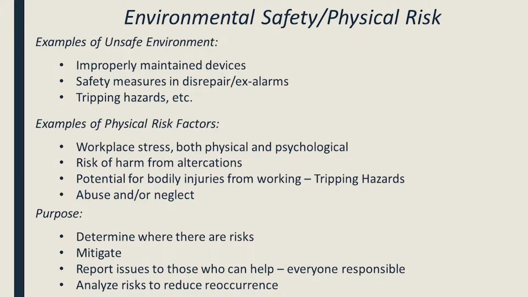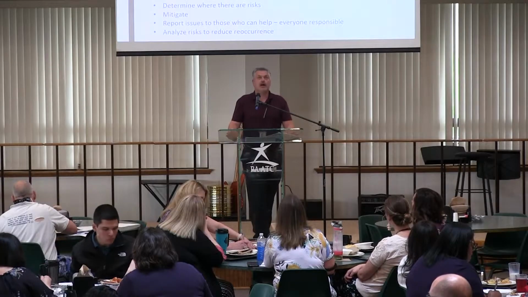Okay, so environmental safety, physical risk. What are examples of unsafe environment? Improperly maintained devices. If something's got a crack in it, if an electrical outlet's cracked, if there is an HVAC vent hanging out of the ceiling, something like that. That's an example of an environmental risk. What's a physical risk? Michael talked about this with some of the stresses that we are involved in here, that sometimes build up and well up. Those are examples of potential physical risk.